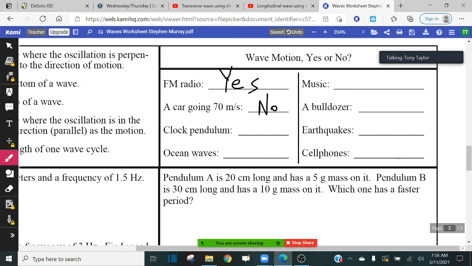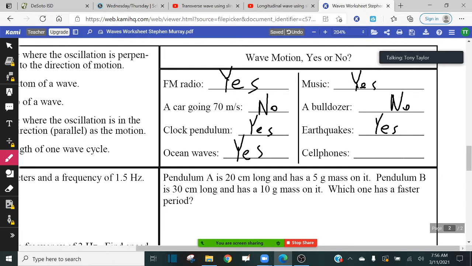What about a clock pendulum that's swinging back and forth, back and forth? Is this an example of wave motion? Yes. Ocean waves? Yes. Obviously, water, that is a wave. Music, again, you're listening to sound. So, yes, because sound is made up of waves, specifically longitudinal waves. A bulldozer? Guys, I think what they're imagining here is a bulldozer just traveling in this direction. So in this case, that would be a linear motion. So that would be no.